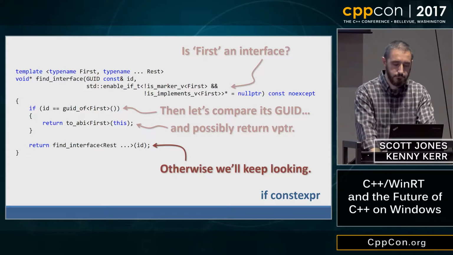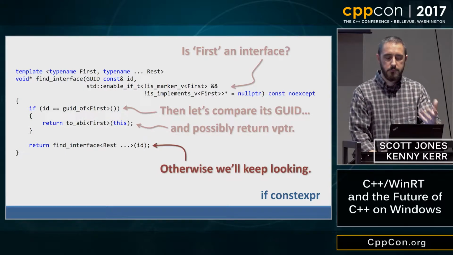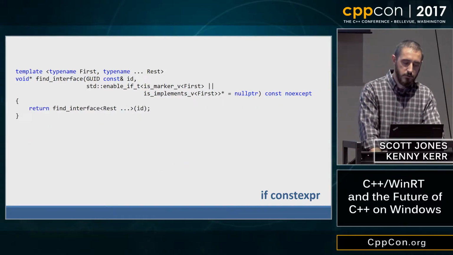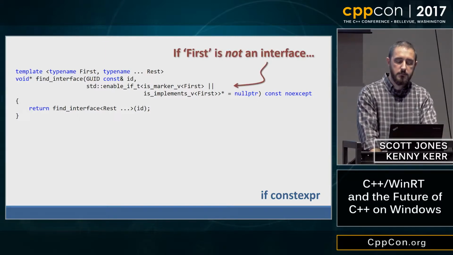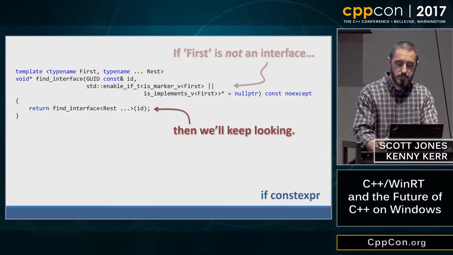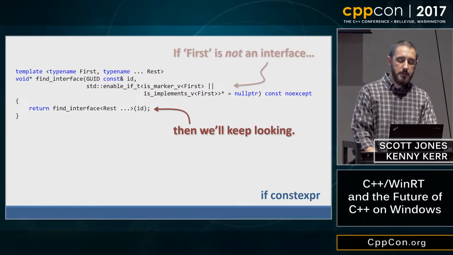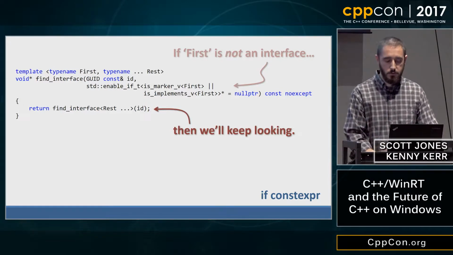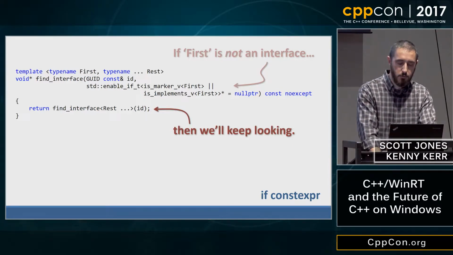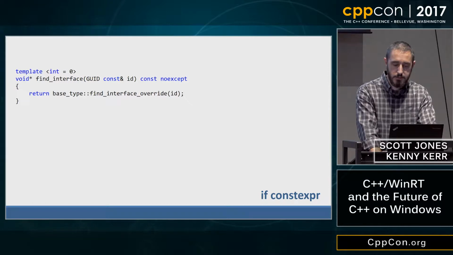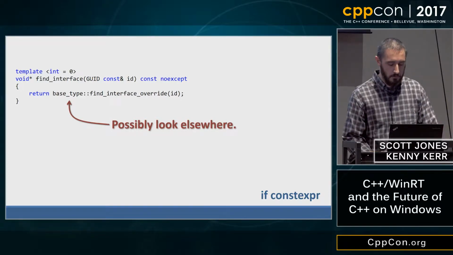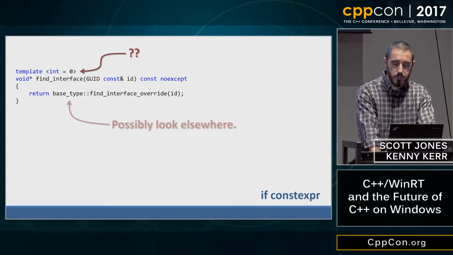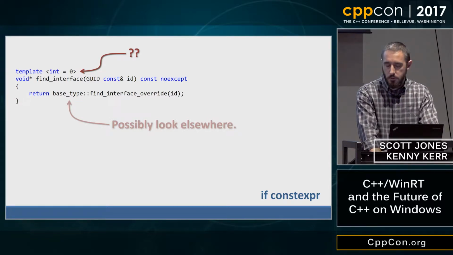Otherwise, we'll keep looking. But now we need to go to somewhere else, some other function to do the rest of the work. So we have another function, another overload, another function template, which does the inverse. Well, it says if first is not an interface, and then we'll just keep looking. So here we're essentially just skipping over that first type parameter, and all of this code needs to be written just to do that simple skip over. And finally, we have the terminal case. We need to say, well, we've run out of type parameters. Let's go look elsewhere. Perhaps there's a base type which we get more functionality from. Well, we have this weird template machinery we have to deal with, which is awkward. It works, but it's a pain.